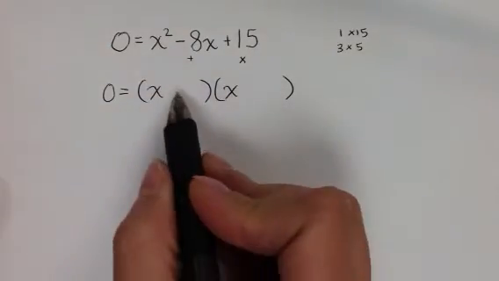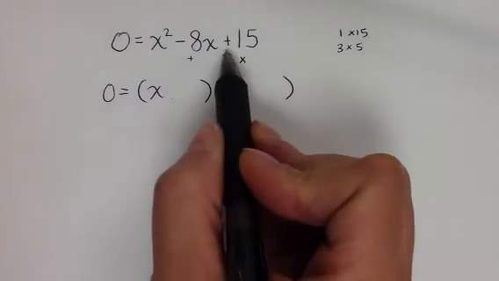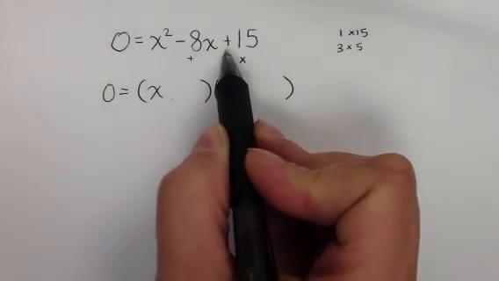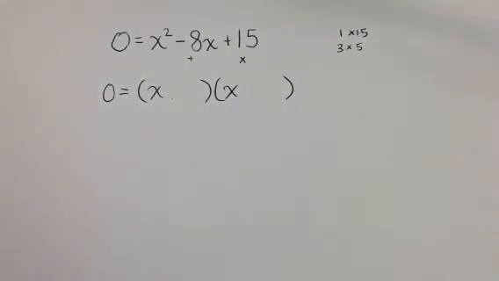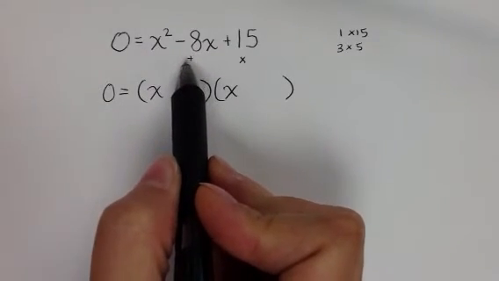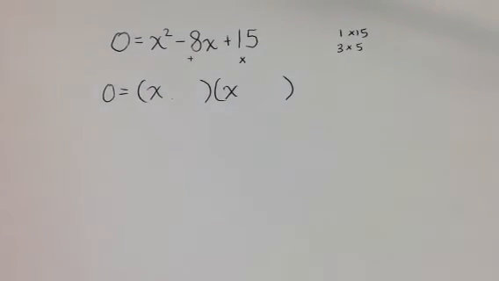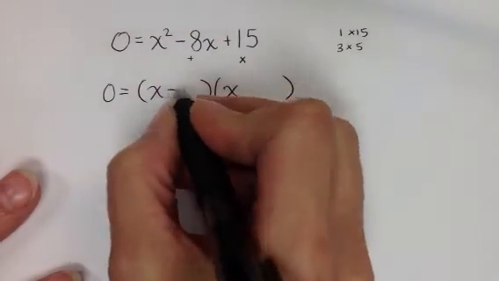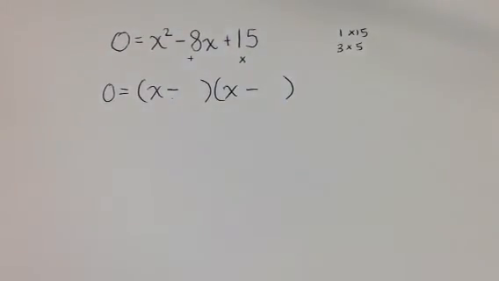Now, what are my two signs going to be? Well, to decide, they multiply to be a positive. So that means I'm looking at a positive times a positive or negative times a negative. Well, their sum is negative. So which one is it? Two positives or two negatives? Two negatives. It has to be two negatives.